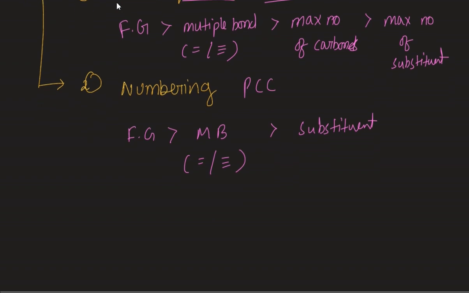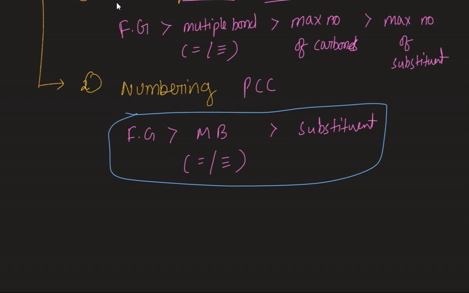Okay, so for all of them, you should try to give the lowest number. Whenever you're choosing, for example, the functional group, you have to give the lowest number. Choose that possibility which gives the lowest number for them. Okay, now there is another controversy.